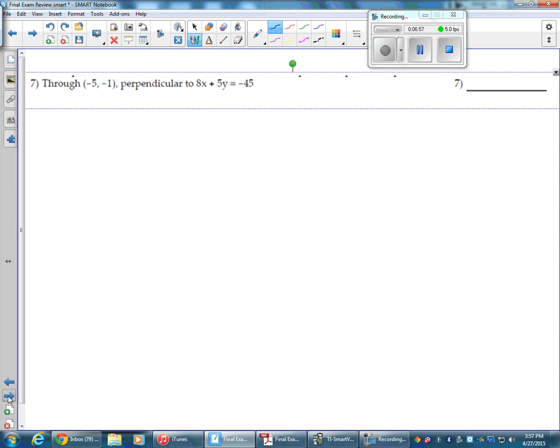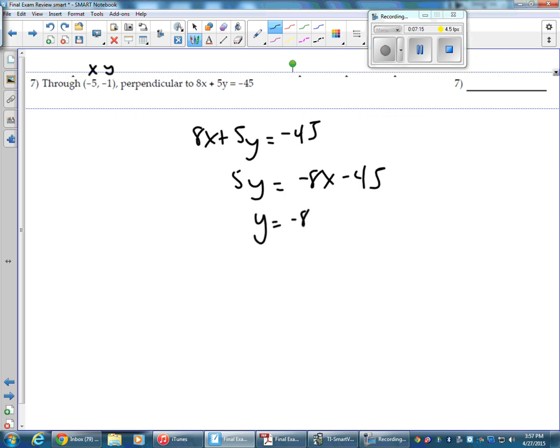All right, number 7. I need to go through this point, so I'm going to use these for my x and y, and I need to be perpendicular to this line. Well, if it's going to be perpendicular to this line, I've got to figure out the slope of this line. So to do that, I solve for y. So I'm going to move 8x to the other side and divide everything by 5. So negative 8/5 x minus 9, because 45 divided by 5 is 9. So this is my slope. This is my y-intercept of this particular line.